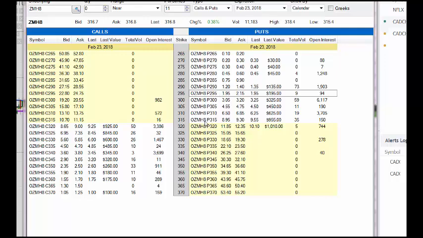Alternatively, you can buy the puts outright, buying the 315 or 320 puts outright, and exit once we reach our profit objective at 295. So that's what we got on tap at Seasonal Swing Trader.